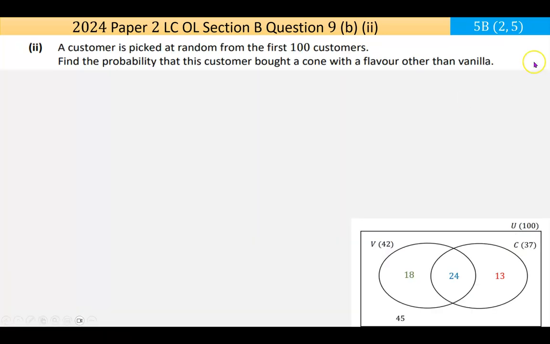Now then part two, it's only a 5 scale. A customer is picked at random from the first 100 customers. Find the probability that this customer bought a cone with a flavor other than vanilla. Okay.